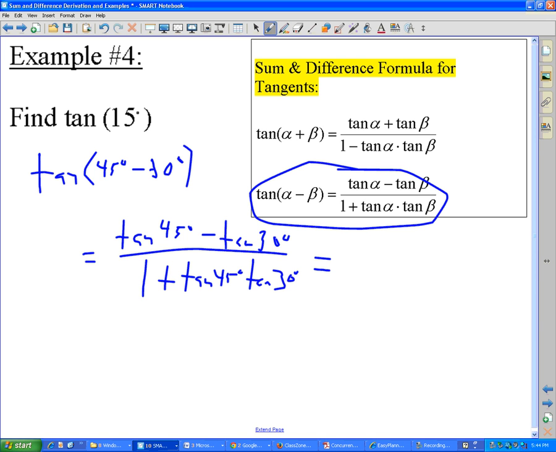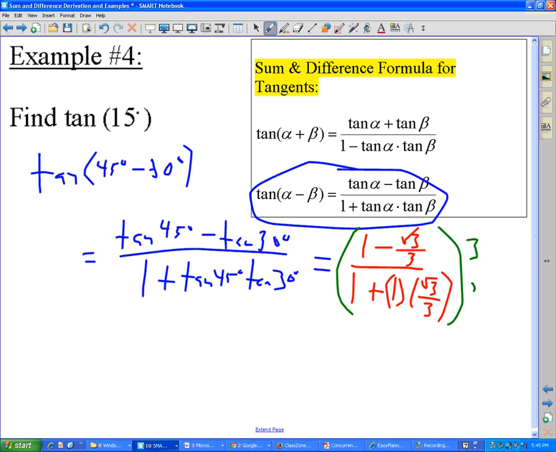And now it's time to start plugging in some ratios. Tangent 45 is 1. Tangent 30 is root 3 over 3. Tangent 45, once again, is 1. And tangent 30 is, once again, root 3 divided by 3. Now, I don't like the complex fractions. I don't like seeing a denominator within a fraction. This is not good. So I'm going to go ahead and eliminate that immediately by multiplying the top and the bottom by the denominator of the fractions, which just happens to be a 3.